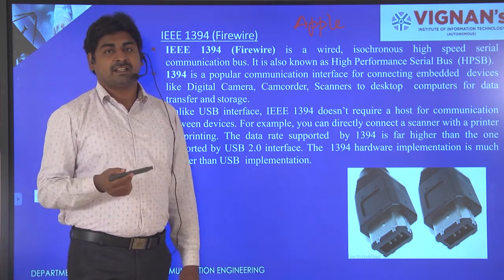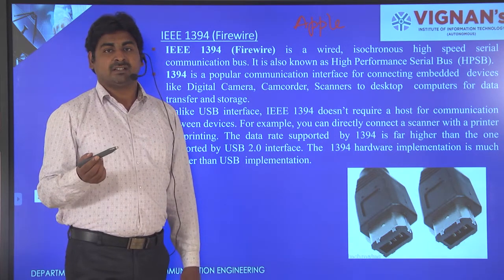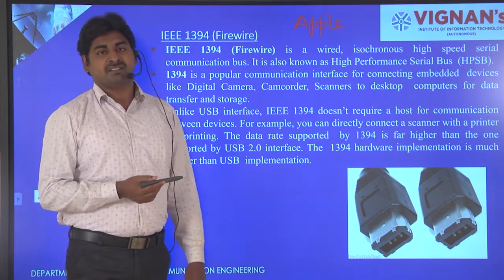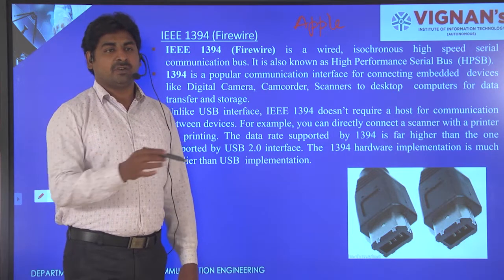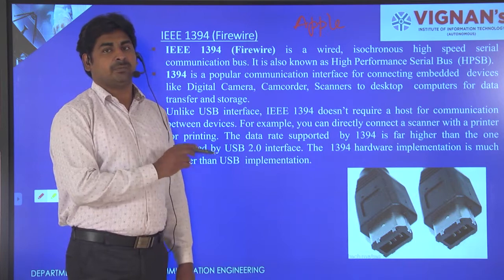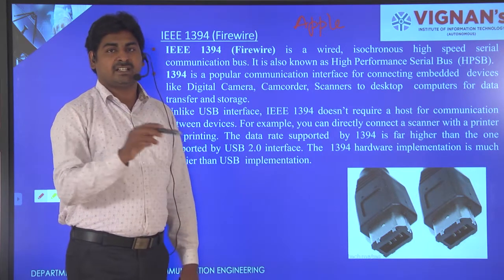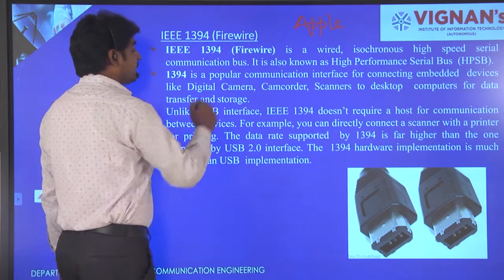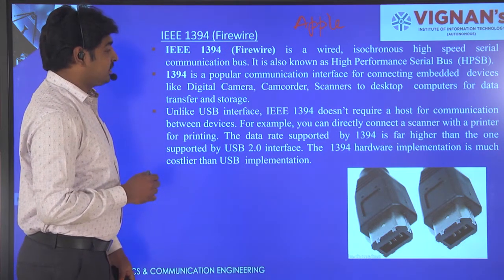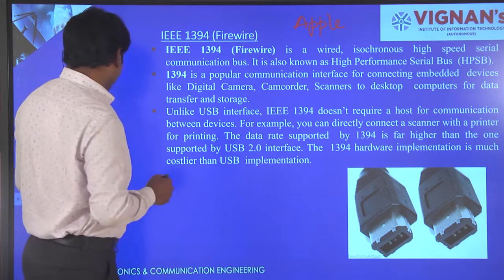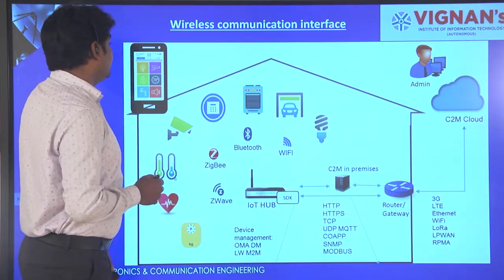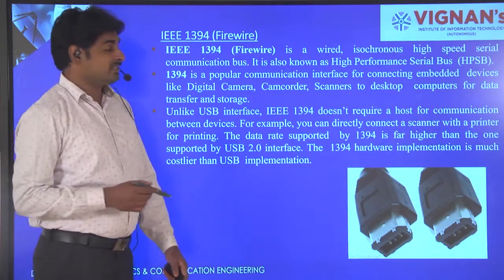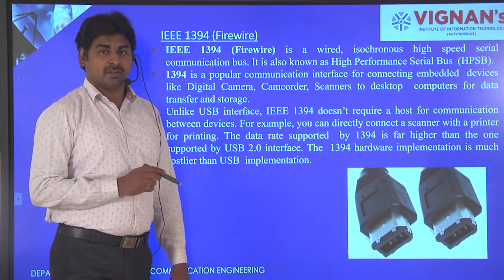Like a scanner, it can be connected to a printer. So whenever some image is scanned, the printer, without any host, can directly communicate with the scanner and give a printout. Therefore, FireWire is more advantageous compared to USB, as it supports higher data rates. But the disadvantage is that these are very costly.